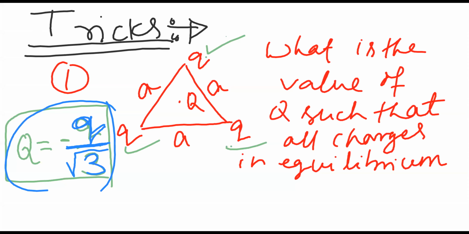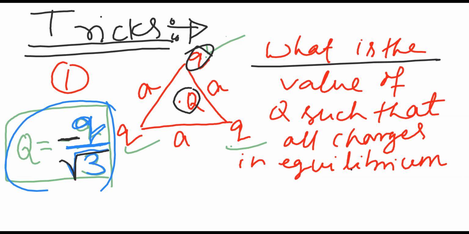Now number 2. Simple. Your center charge is equal to Q by root 3 minus Q by root 3. Minus is there, remember this. Please write, everyone, minus is there. So nothing but the center charge is equal to corner charge by root 3.